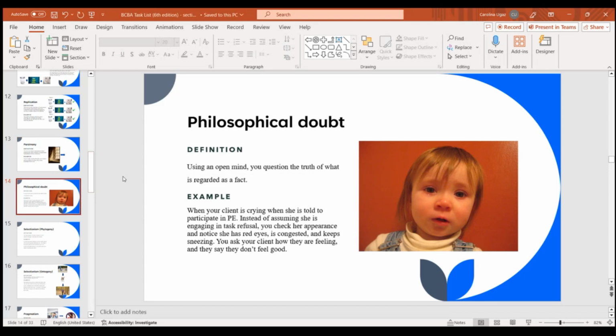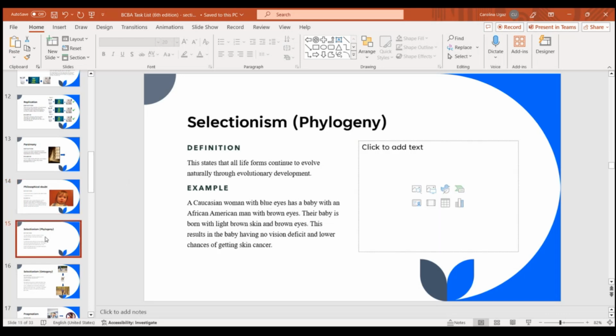Philosophical doubt. Using an open mind, you question the truth of what is regarded as fact. When your client is crying when she is told to participate in PE, instead of assuming she's engaging in task refusal, you check her appearance and notice she has red eyes, is congested, and keeps sneezing. You ask your client how they are feeling, and they say they don't feel good. Very good. Don't jump to conclusions.